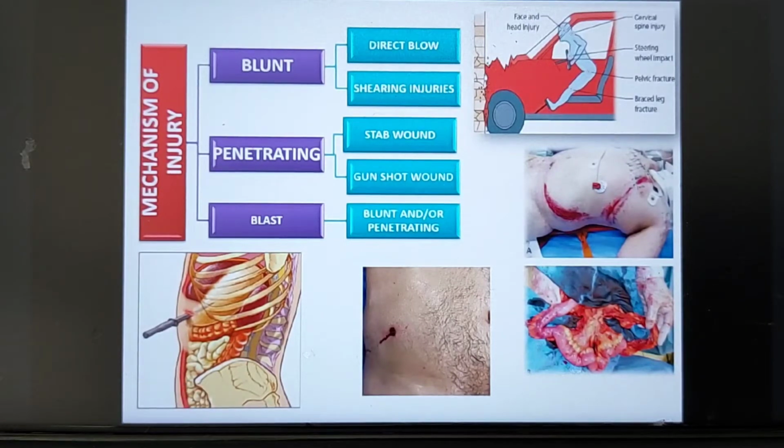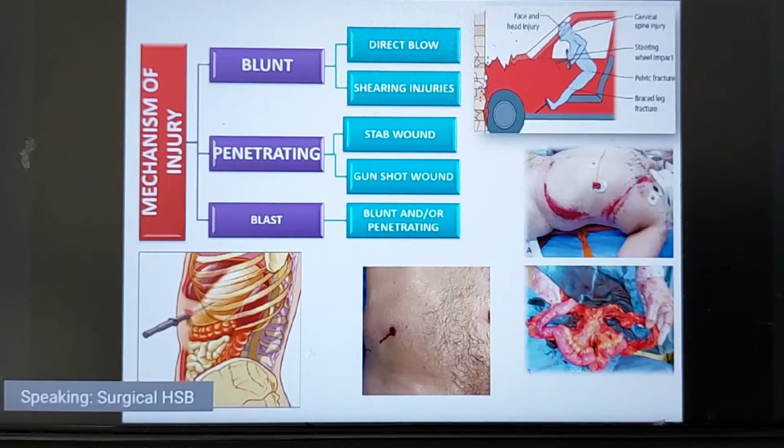Blunt trauma forces actually can deform the solid organs and also hollow organs, which can cause rupture with secondary hemorrhage and also contamination, which leads to peritonitis. Examples of penetrating traumas are stab wound and also gunshot wound, which can cause tissue damage by laceration and cutting. The most commonly injured organs in penetrating trauma are liver and also small bowel.